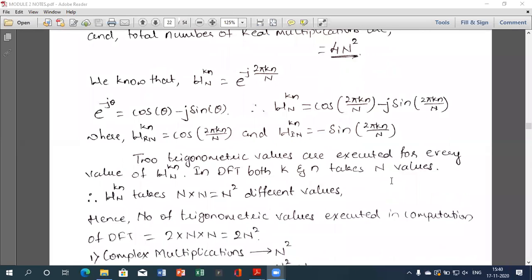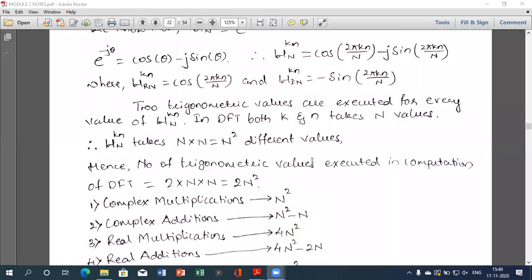To compute these two trigonometric values, small n ranges from 0 to n minus 1, and k ranges from 0 to n minus 1, meaning n into n. So totally we need n square different values of W_N raised to kn, and two trigonometric values for each. So totally we need 2 cross n square, that is 2n square trigonometric values, to compute one complete DFT.